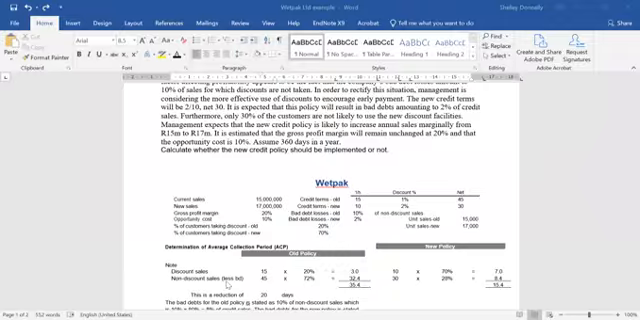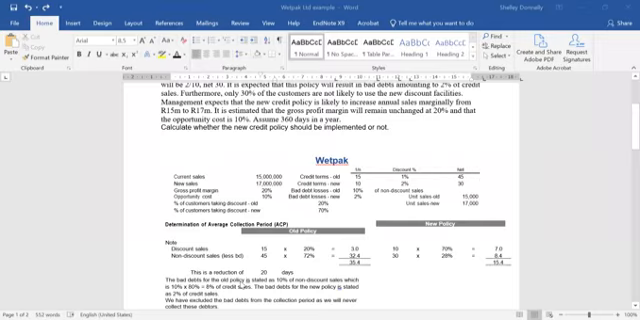Why did they take the non-discount sales? The bad debts for the old policy is stated as 10% of, here we go, for the old policy is stated as 10% of non-discount sales, which is 10% of 80%, which is 8% of credit sales. Okay. And the bad debts for the new policy is stated as 2% of credit sales. We've excluded the bad debts from the collection period as we will never collect these debtors. Okay, I get what they're doing. Okay, don't worry. I'm never going to give you anything that's complicated, but I can see what they're doing.